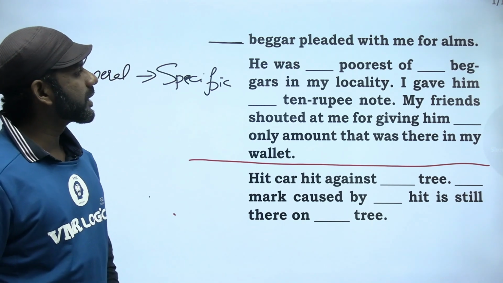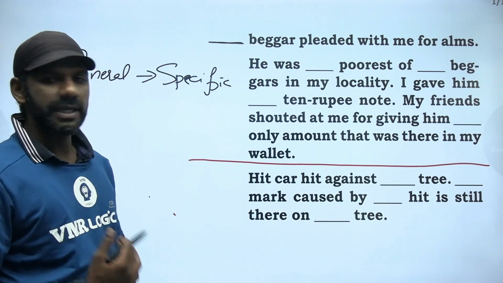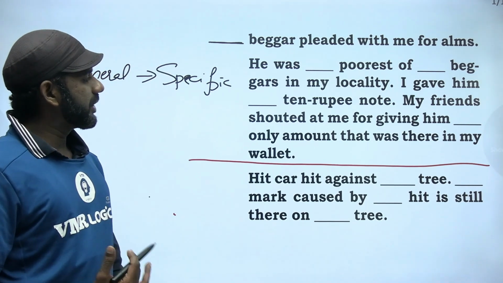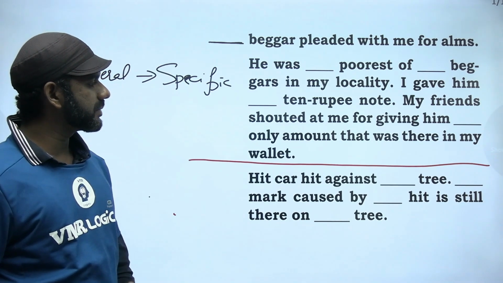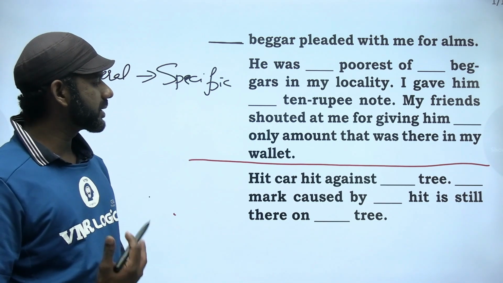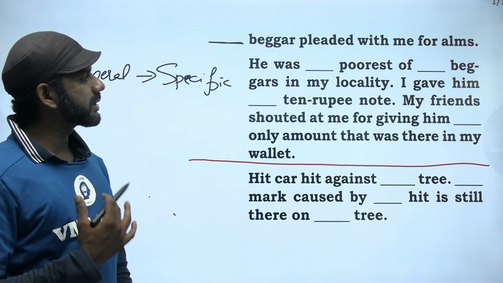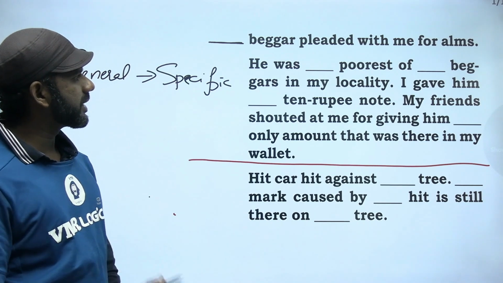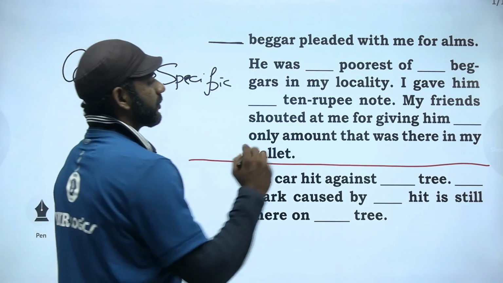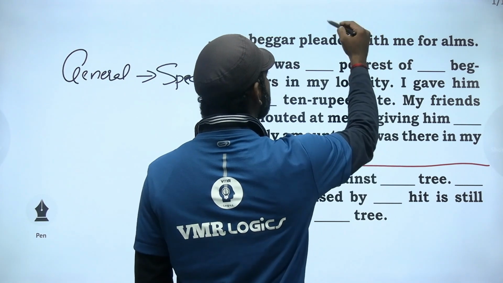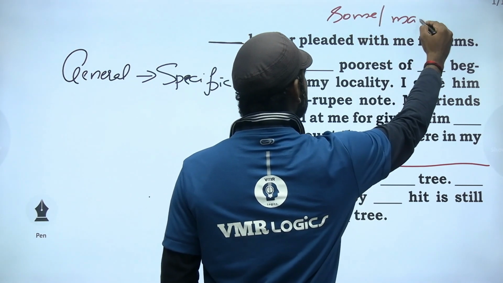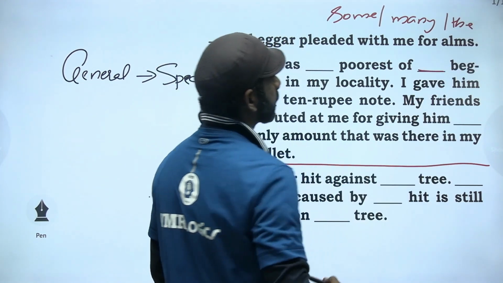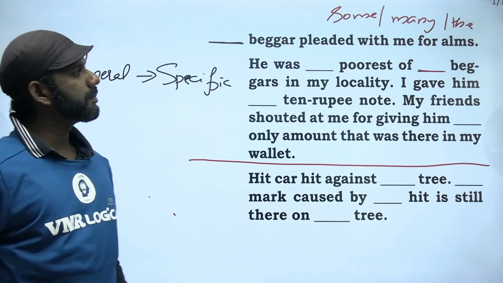He was dash poorest of dash beggars in my locality. I gave him dash 10 rupee note. My friends shouted at me for giving him dash only amount that was there in my wallet. So we need to fill the blanks with a and or the. Now the third blank. He was dash poorest of dash beggars in my locality. For this particular blank, the options are some, many, the.